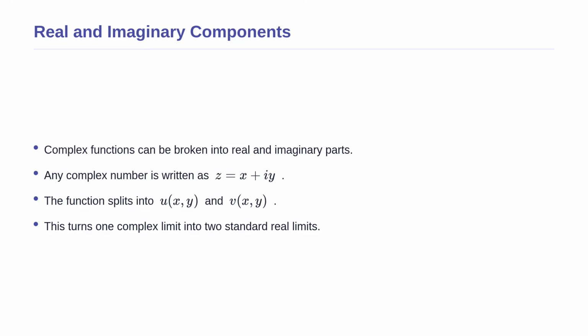Similarly, any complex function can be split into a real function u and an imaginary function v. Both of these are standard functions of two real variables, x and y. This separation is incredibly powerful. Why? Because it turns one potentially complicated complex limit into two standard real variable limits that you already know how to solve from basic calculus.